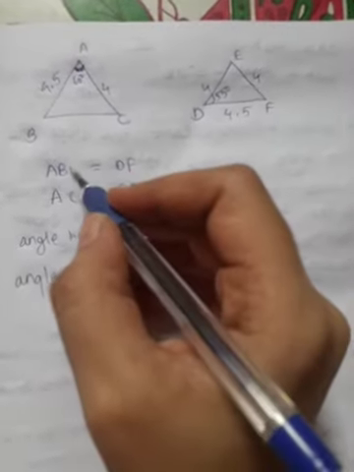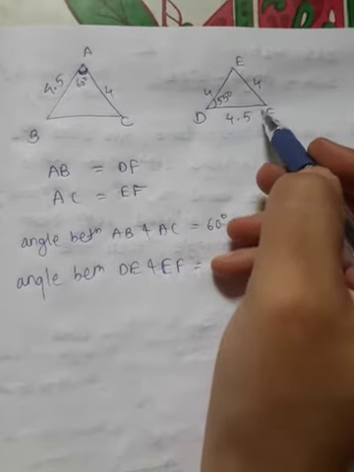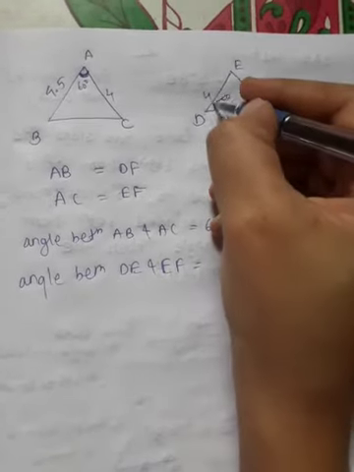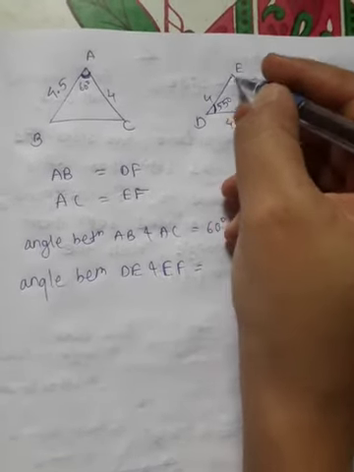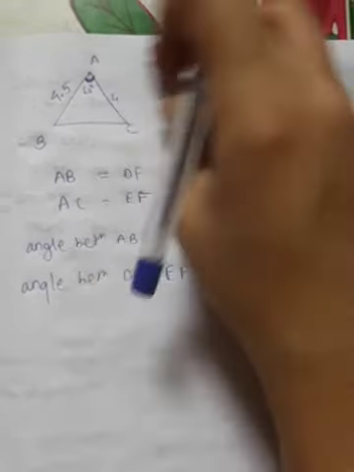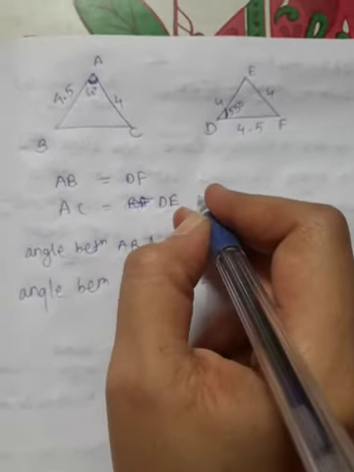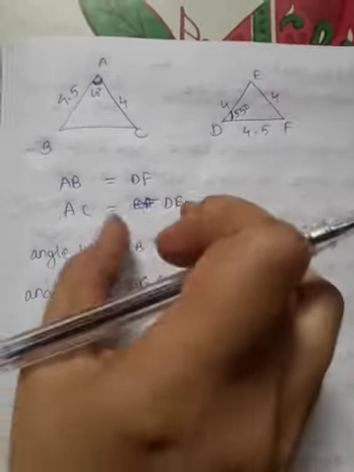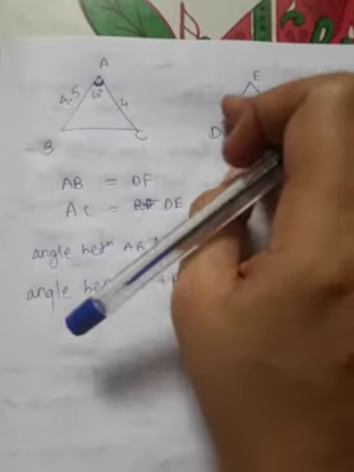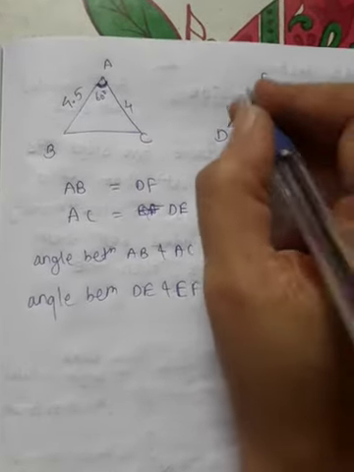Here, AB is equal to DF, and we take two sides and the angle included between them. The angle included between these two sides is at DE, so we take DE. AC is equal to DE. Instead of taking EF, you can take DE, because AC is 4 centimeters, DE is 4 centimeters, and the angle between these two sides is given in both triangles.